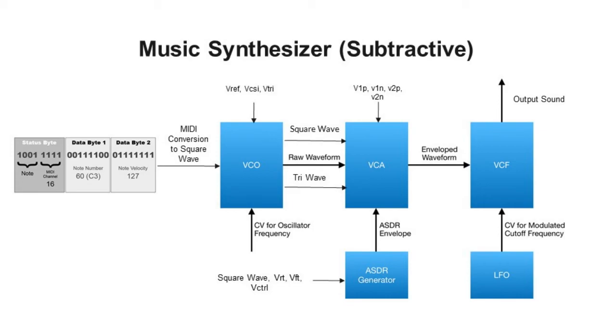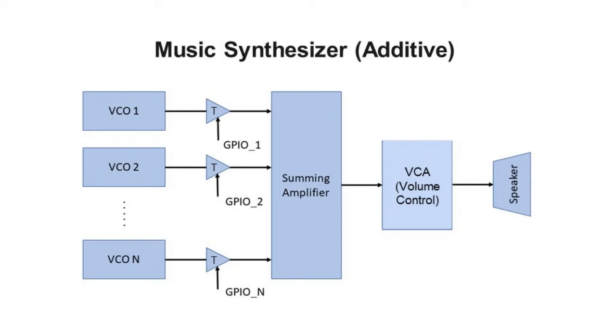This waveform would be fed to the voltage-controlled filter, or VCF, which would alter the note's timbre by slowly changing the cutoff frequency via the low-frequency oscillator. The resulting waveform, formed via subtractive synthesis, would be outputted as audio. We later modified our design to be an additive synthesizer. Instead of one VCO, we devised a bank of VCOs that were preset to produce certain notes. This would allow for playing multiple notes at one time.